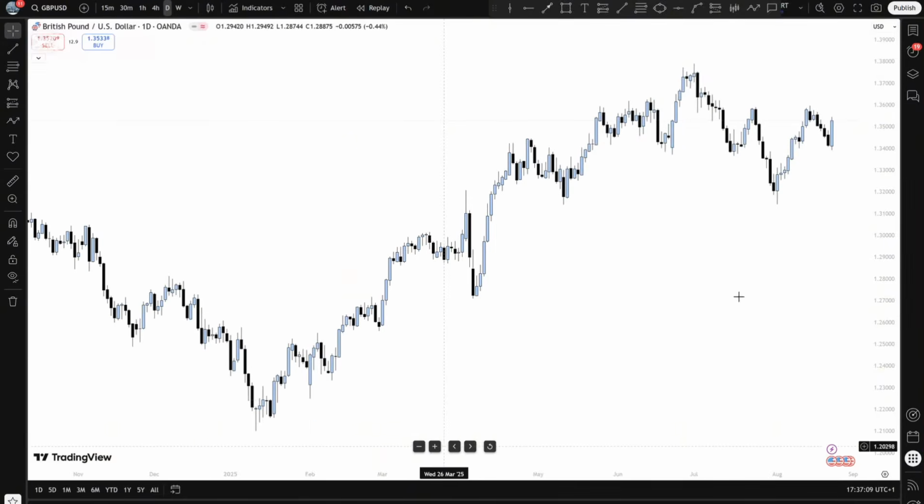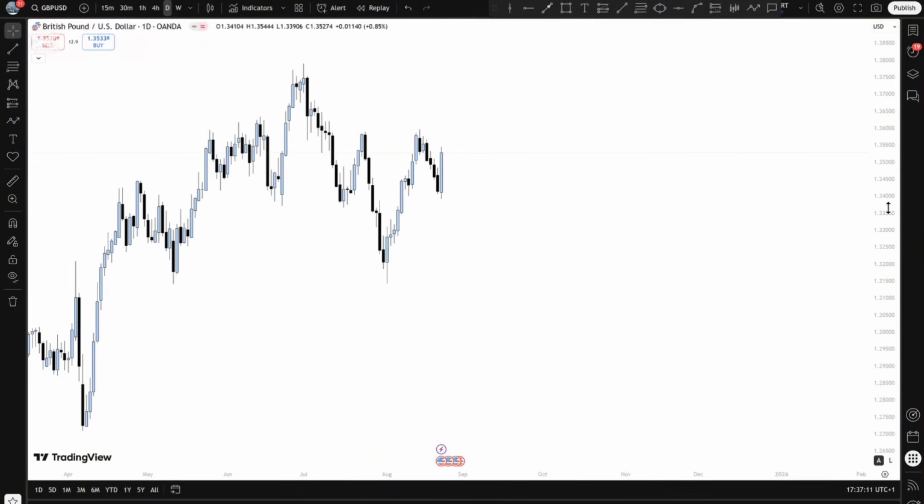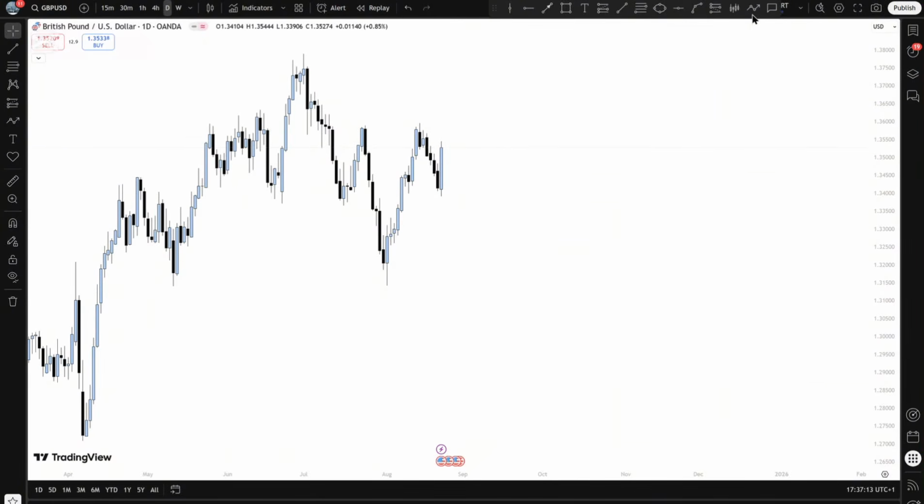As we can see, GU is currently giving us an inverse head and shoulder. That is to tell us that GU will be heading to the upside from the coming week. And you know what we'll do? All we have to do is to plot a key level, right?